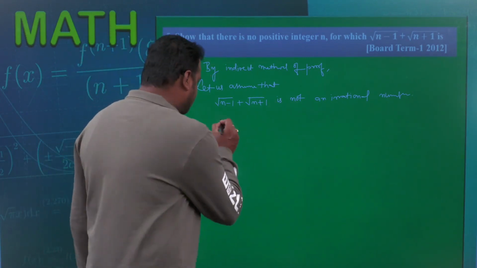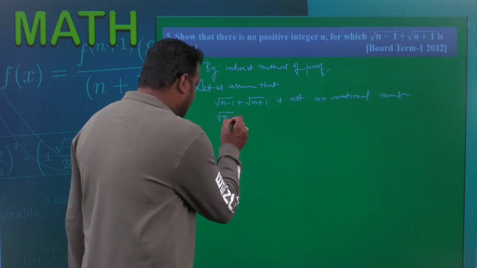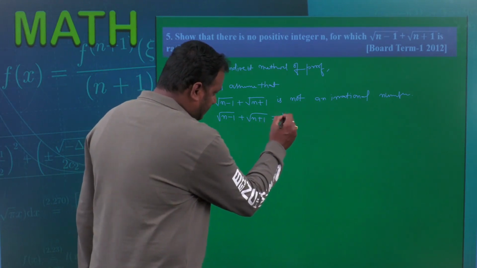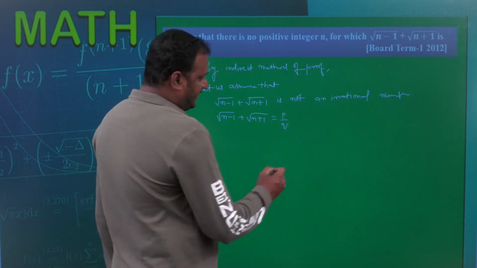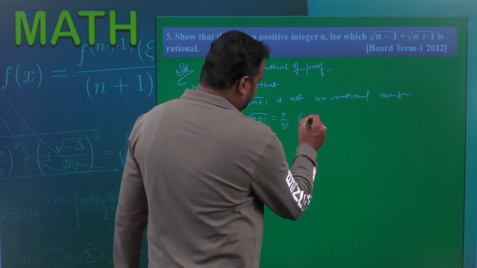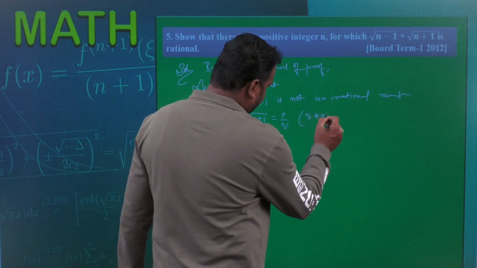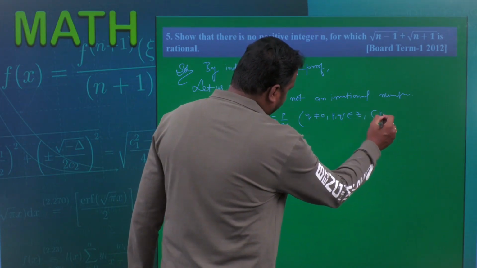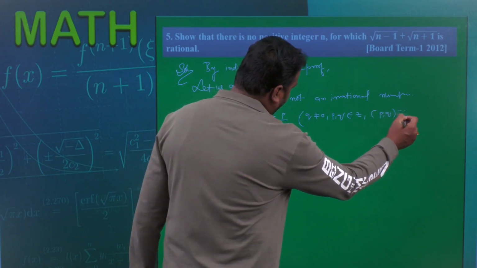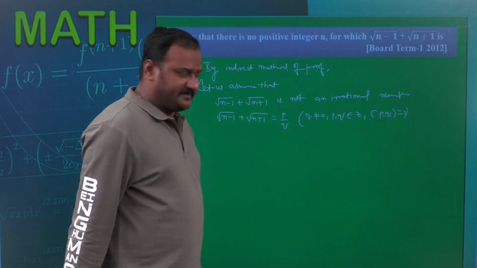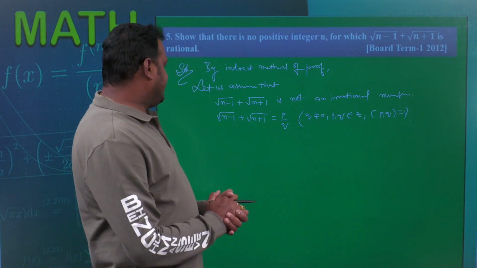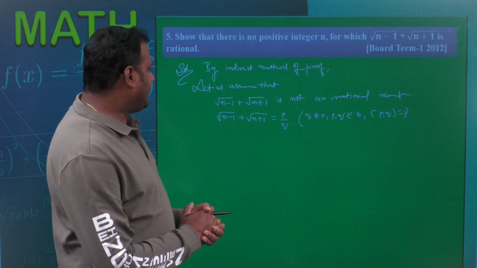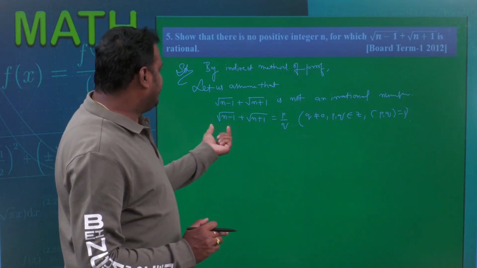So since it is a rational number, again every rational number can be expressed in the form of p divided by q, so it is equal to p by q, provided that q is not equal to 0, p comma q are integers, and of course GCD of p comma q is equal to 1. Okay, so how do I simplify? Should I square it on both the sides? If I square it on both the sides, then what do I get here?